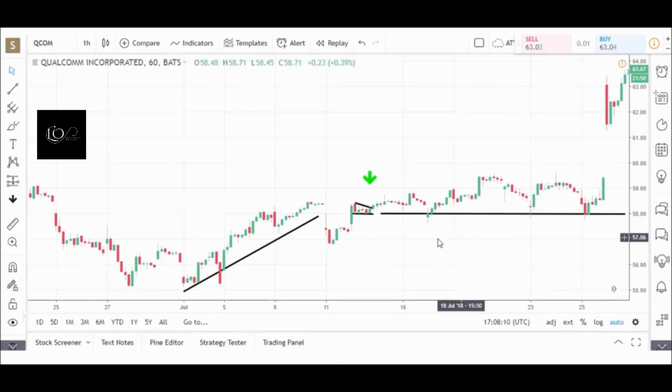So our pennant ended up being longer term support on an hourly chart, which we could have used to keep us in a long trade until the stock finally made a move higher. So that's the stock of Qualcomm with a pennant pattern. Again, breaking out to the bullish side of this pattern, coming back, touching support several times, and then finally moving higher.